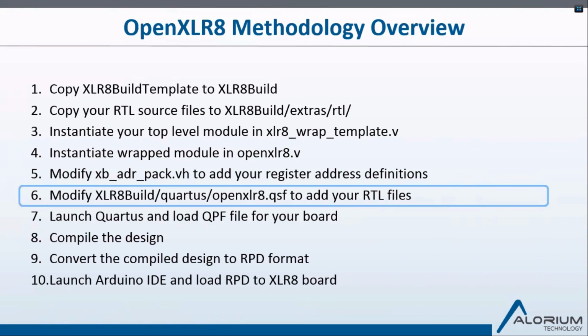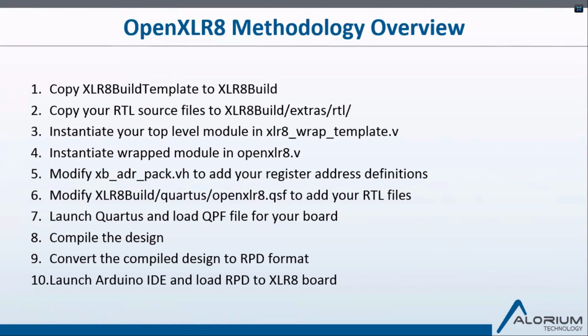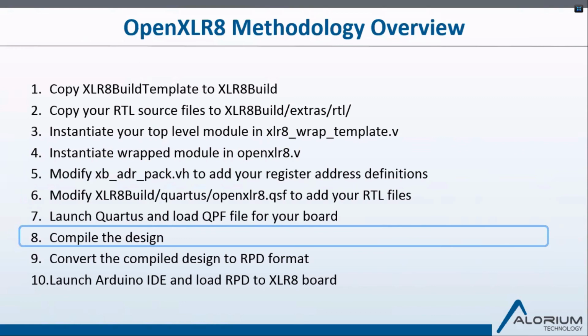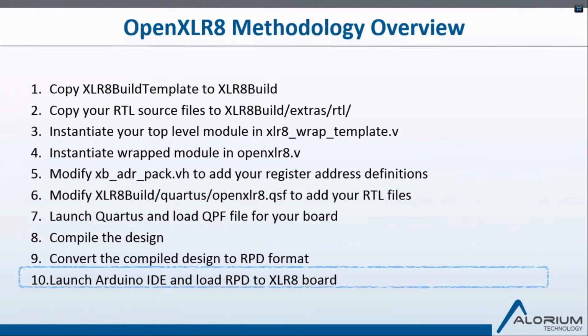And at this point, we've got all our modifications done to the source files. So we'll launch Quartus and load our project file, the QPF file, for the board that we're targeting. Compile the design, and then convert that compiled design into the RPD format, which is what the IDE requires. And finally, we'll launch the Arduino IDE, and within the IDE itself, we'll run a program to load the new FPGA image directly onto the Accelerate board.